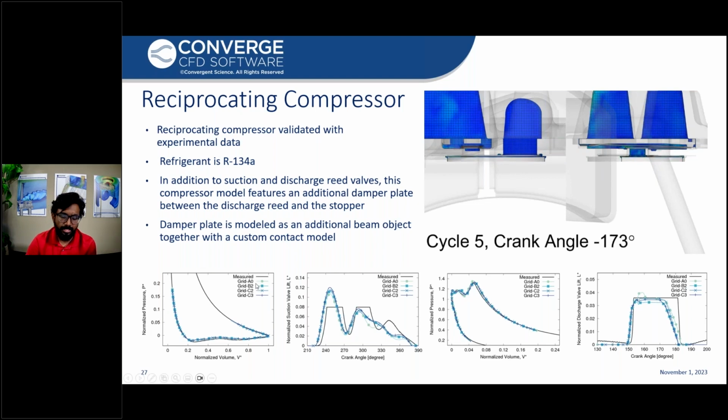And when we compare the validation data, we have a very good match for the normalized pressure. We do see some offset in the suction valve lift as well as the discharge valve lift. This is because we haven't included the leakage between the piston and the cylinder bore in this particular example, like we did in our first reciprocating compressor case. By including those, we will be able to match the timing really well for these cases. As you can see, except the grid A0, rest of the grid seems to have converged and don't show too much sensitivity on the valve opening timing.